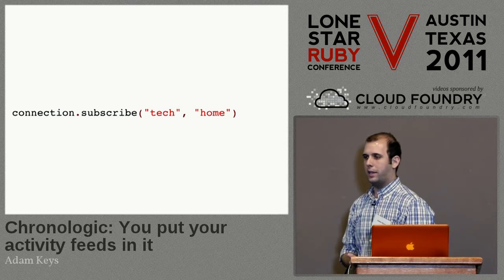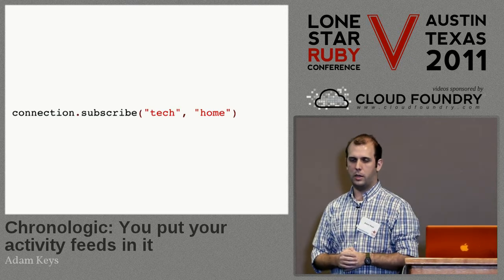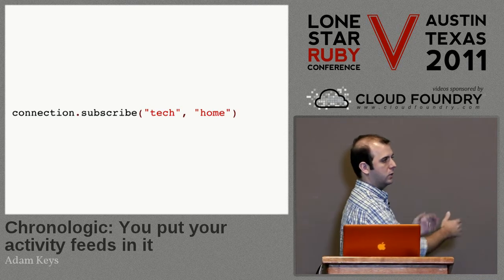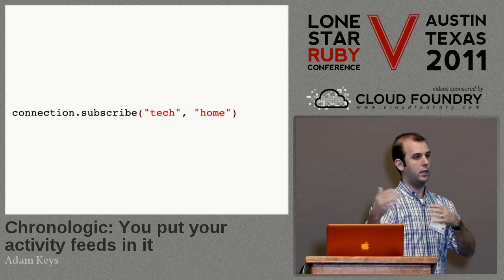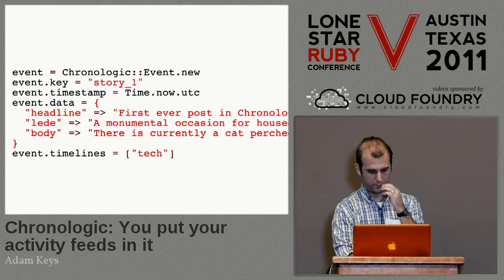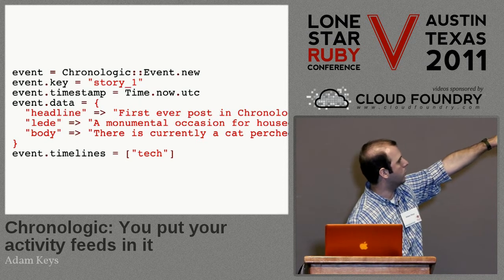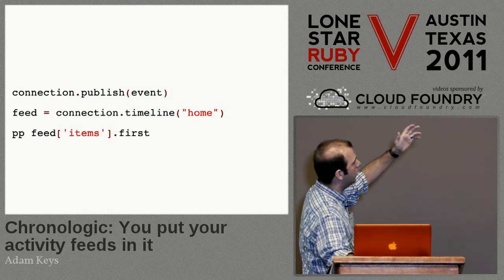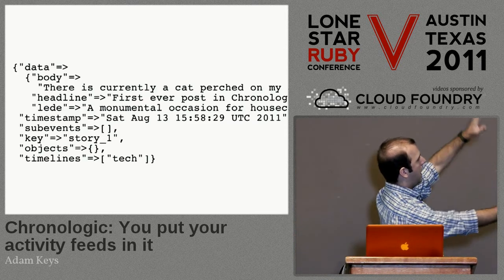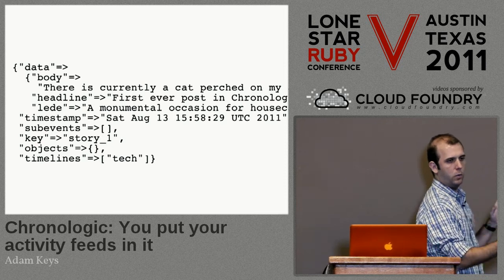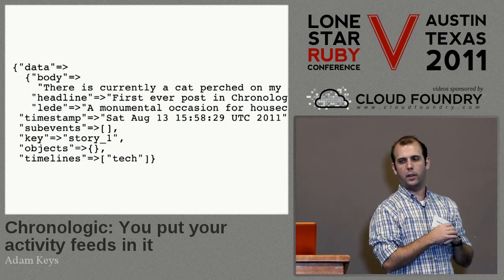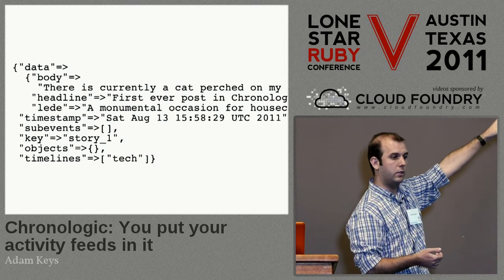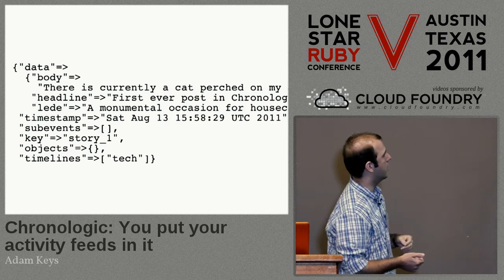We can subscribe the tech category. Say we have a special subsection for technology posts. We can subscribe the home feed to technology posts. So now whenever we post to tech, it'll also appear on the home page. So the only difference here is the last line where we're saying that we want to post this to the tech feed. We publish the event just like normal. We fetch it just like normal. But now instead of getting back just the thing posted to the home page, we get the thing that was posted to tech even though we fetched home. But it's all the same data.